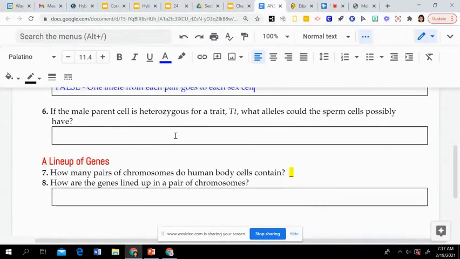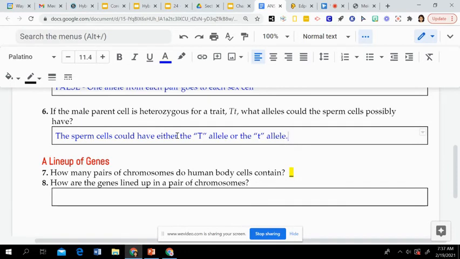All right, question 6 then. If the male parent cell is heterozygous for the trait, capital T, lowercase t, what alleles could the sperm cells possibly have? Because each allele goes to each cell, the sperm cells could have either the capital T allele or the lowercase t allele. Okay, because they could get one or the other.